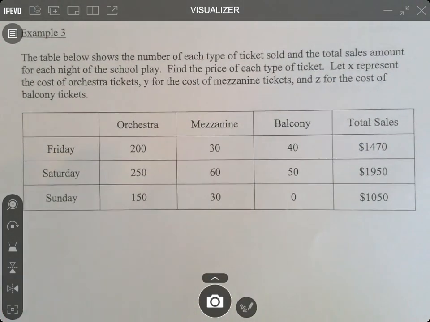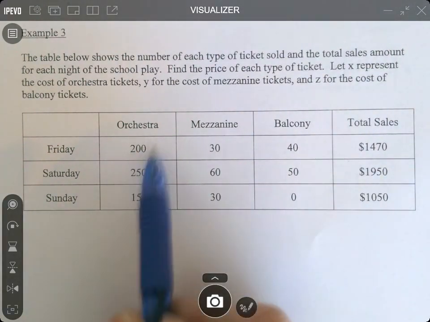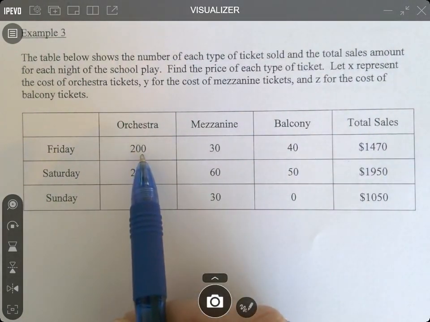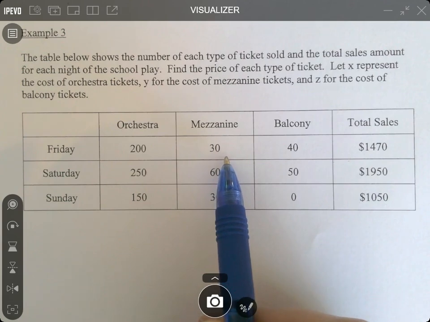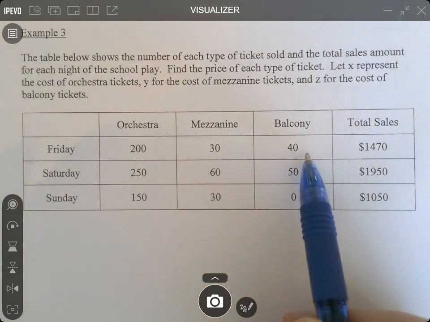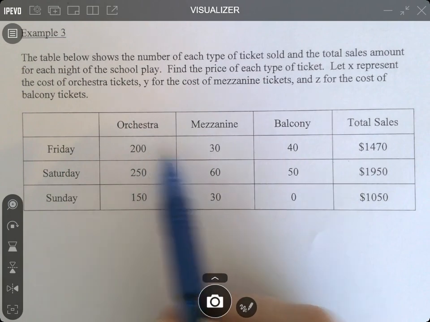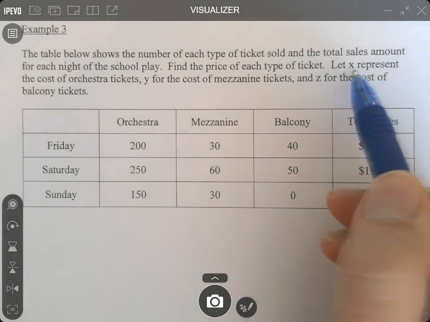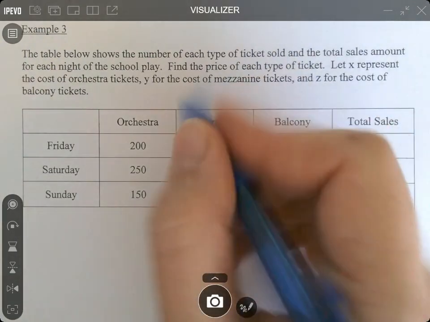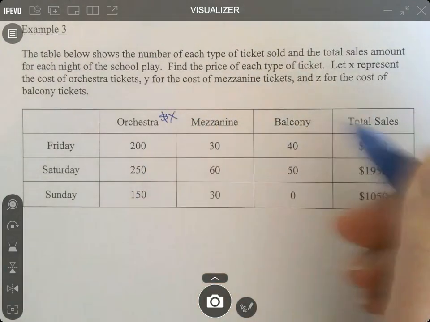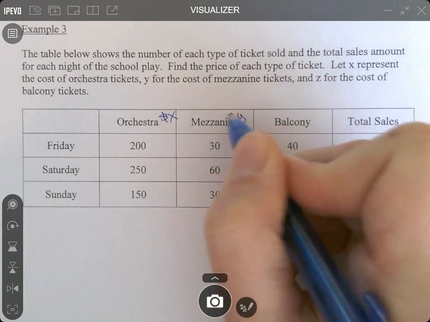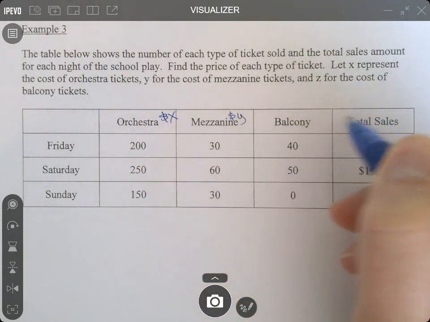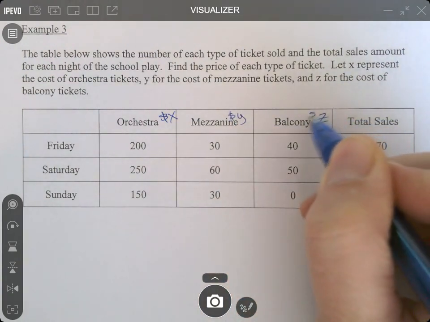Okay, so pause this video if you need to read this, but they've defined the variables. We know the quantity of tickets. There's 200 orchestra tickets, 30 mezzanine, if I'm saying that right, and 40 balcony. So I know the total numbers of tickets, and I know the total money in sales. They've defined the variables that X represents the cost. So X is the dollar amount of each ticket, Y is the dollar amount for these, and Z is the dollar amount for these tickets.